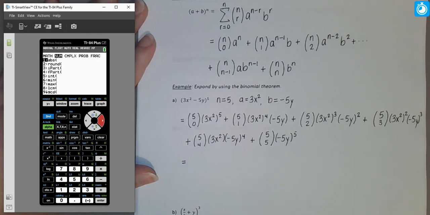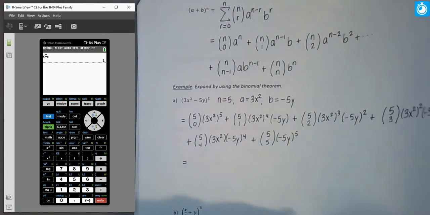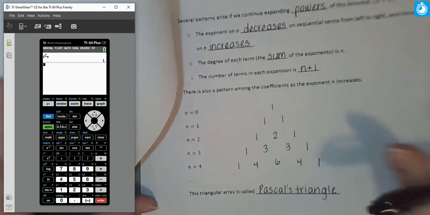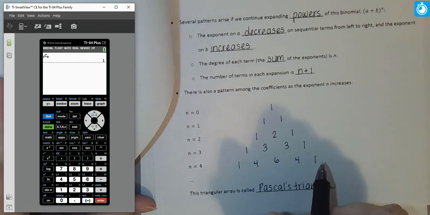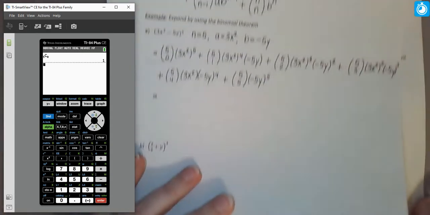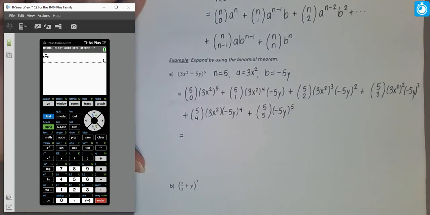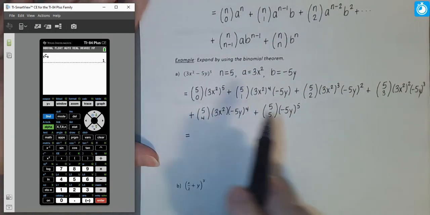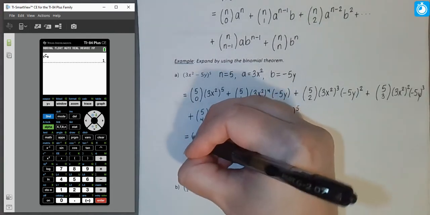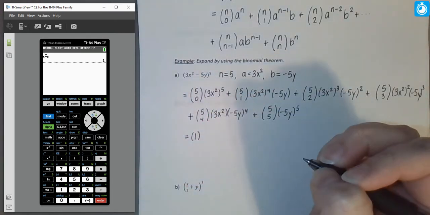So 5 combination 0. That's just going to be 1. Okay, now why is that? Well, remember, this is related to Pascal's triangle, and we noticed in the triangle that all of the outer edges are always going to be 1. So the first one in the sequence is just going to be 1. So 5 choose 0 is going to be 1, and 5 choose 5 will also be 1. So 5 choose 0 is 1.